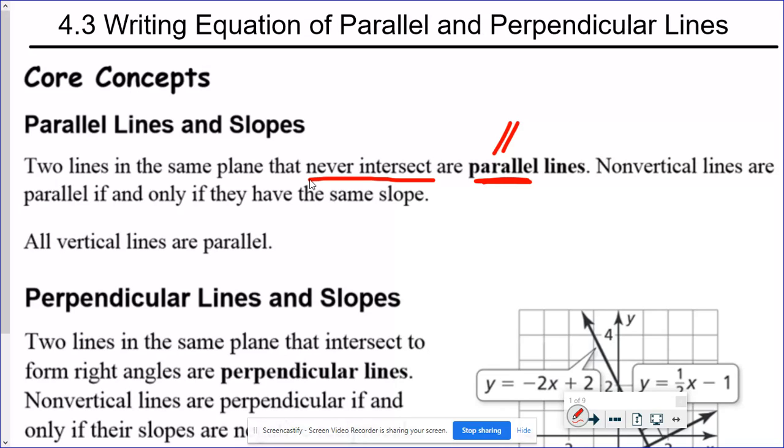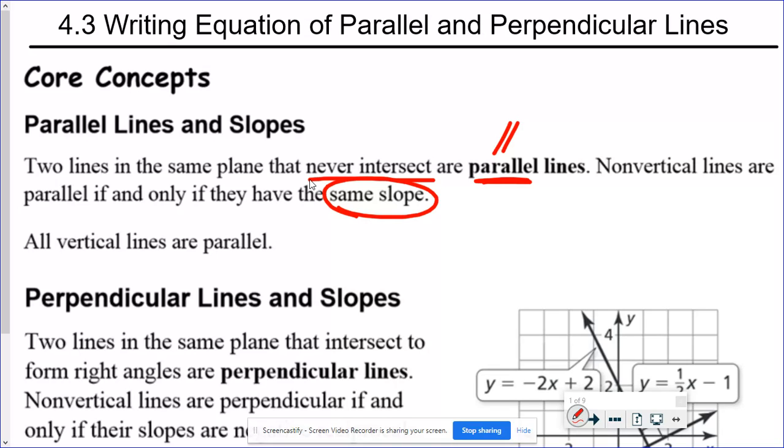So non-vertical lines, so if we're looking at any lines that are not vertical, are parallel if they have the same slope. Today is really going to be mostly about slope in all of our equations. Also, it says that all vertical lines are parallel.